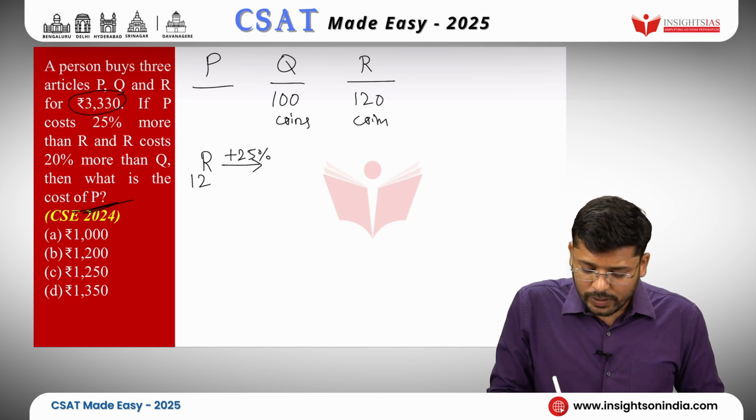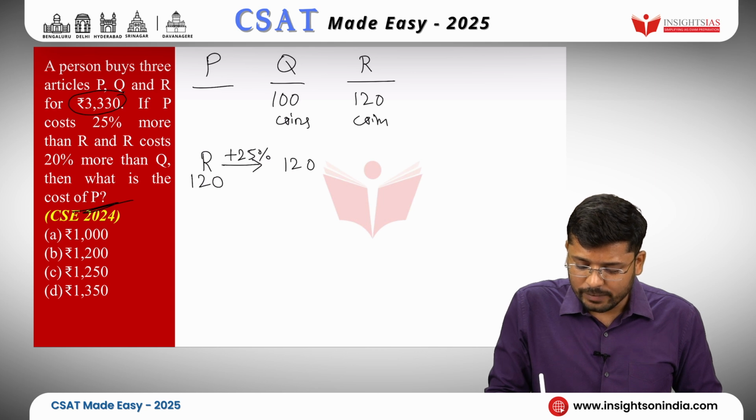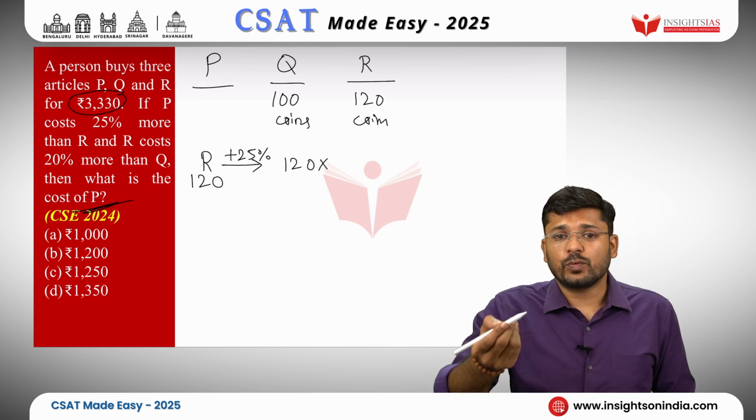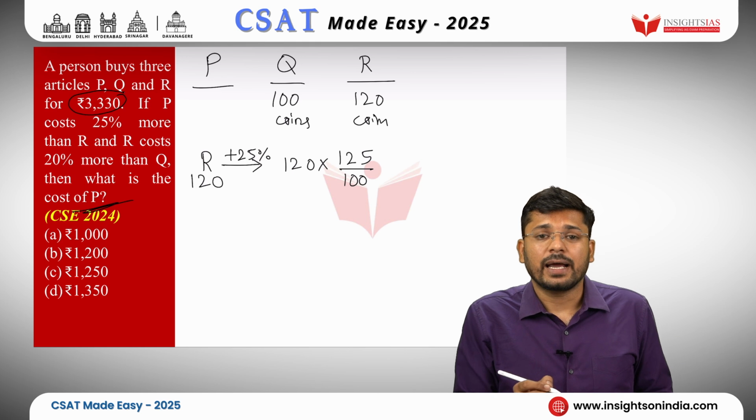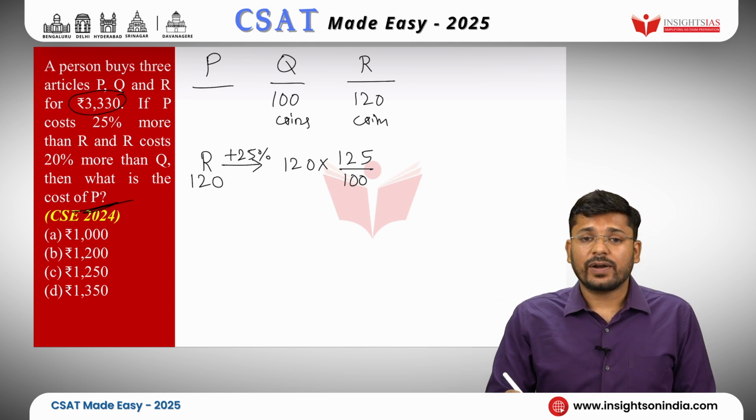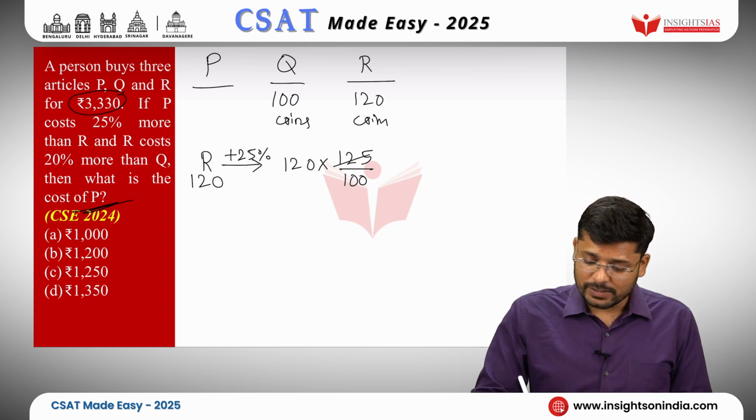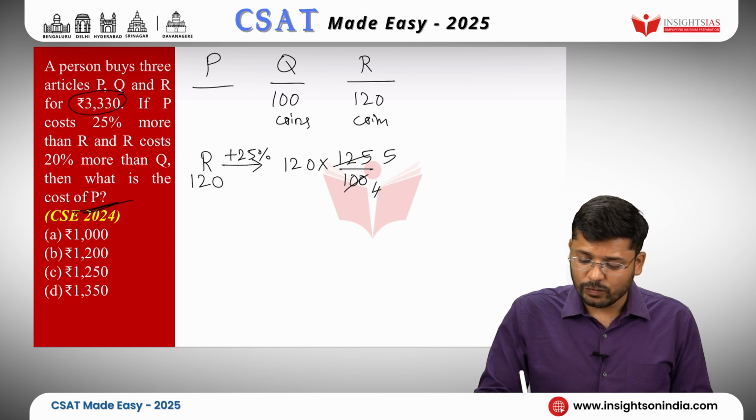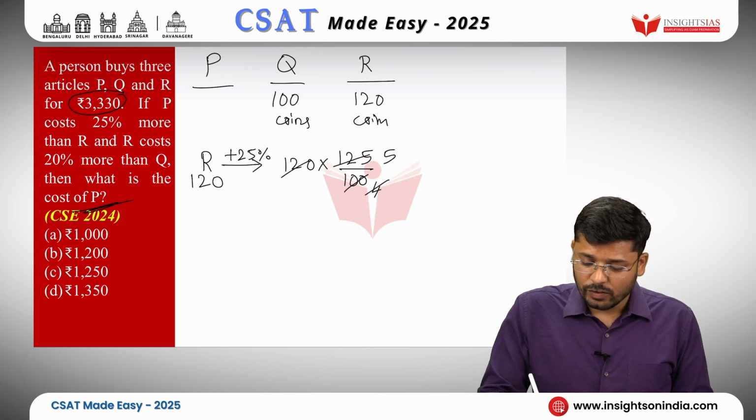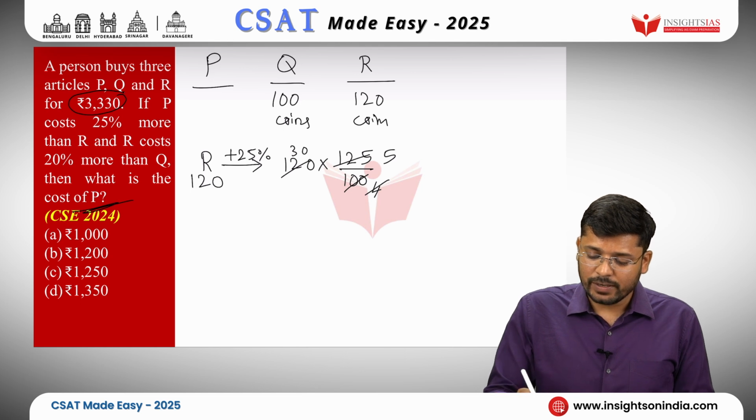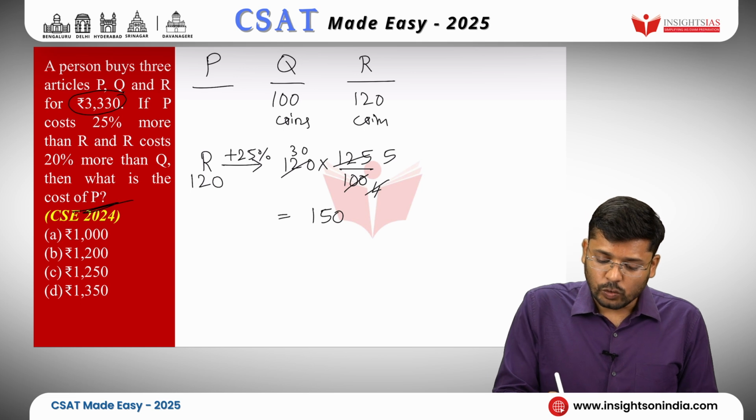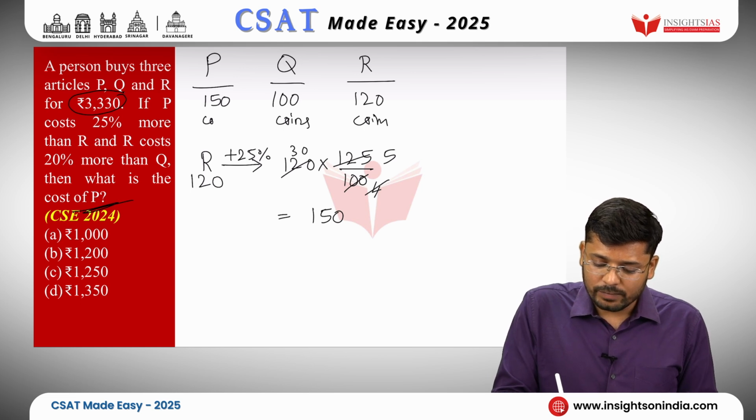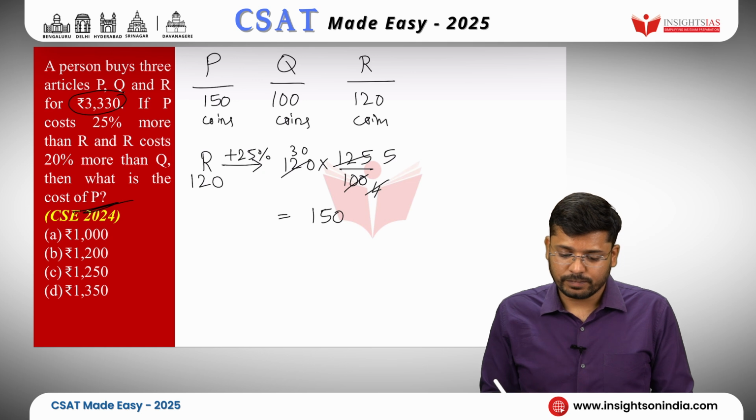How do we increase R by 25%? We know that R is 120, so we will write it as 120 into (100 plus 25), that is 125, divided by 100. We know that 25 divides both 125 and 100. This is 25 into 5 and this is 25 into 4, and 4 divides 120, 4 into 30 is 120. So we are left with 30 into 5 and that would be 150. So what is the cost of P? It is 150 coins.